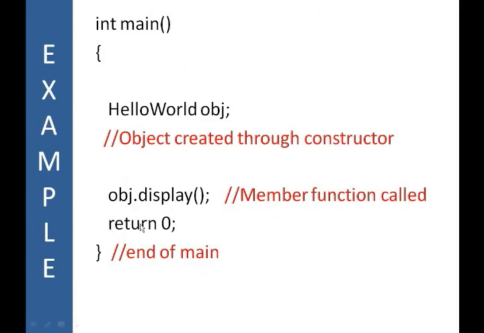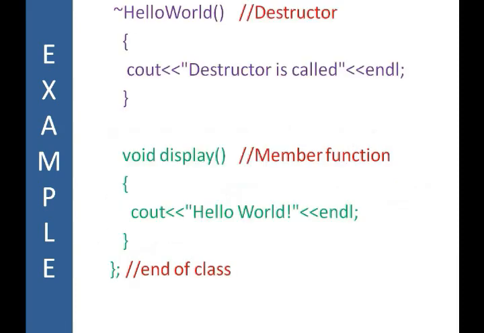Next, return 0, end of the main. So this object goes out of scope when it reaches this closing bracket, because this obj is defined within this block of statements of the main program. At this moment, just before the closing bracket, the destructor is called automatically. So we will get another message, destructor is called. That's all. This is a simple demonstration program.